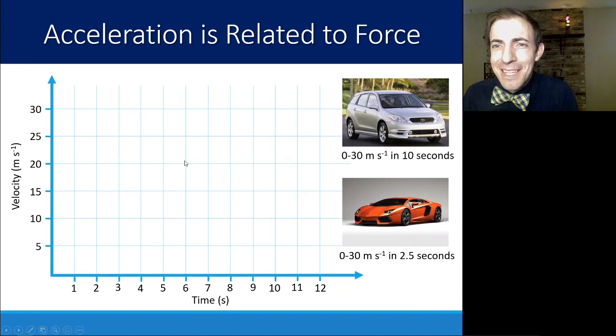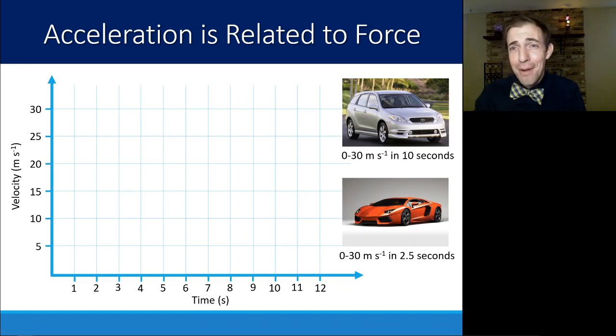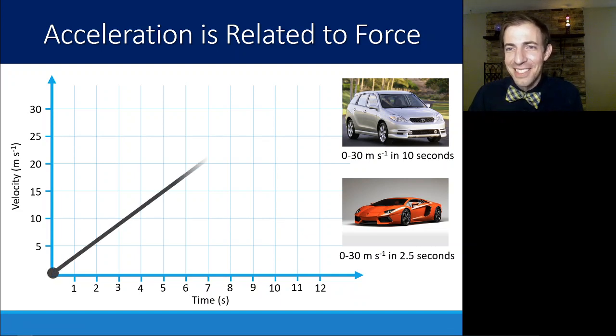And the most common example of speeding up that you are probably aware of is trying to accelerate in your car. You're hitting the gas pedal, you're trying to go faster and faster. And this is a picture of my car. I drive a beautiful silver Toyota Matrix, and it can go 0 to 30 meters per second, which is about 65 miles per hour, in a whopping 10 seconds.